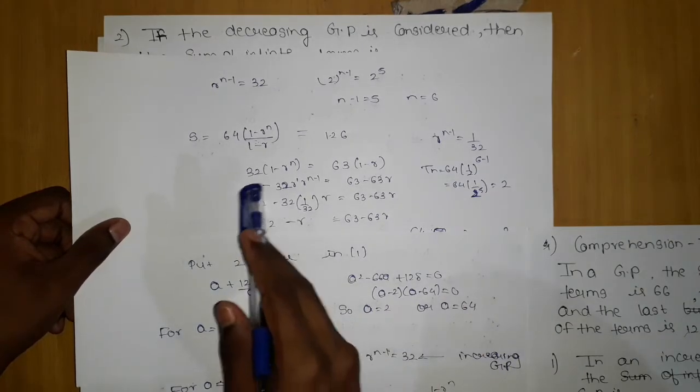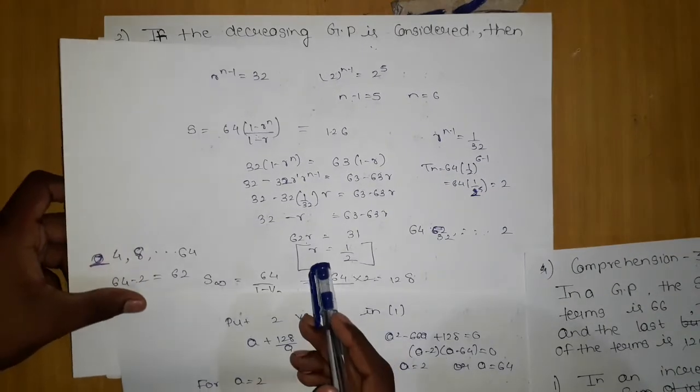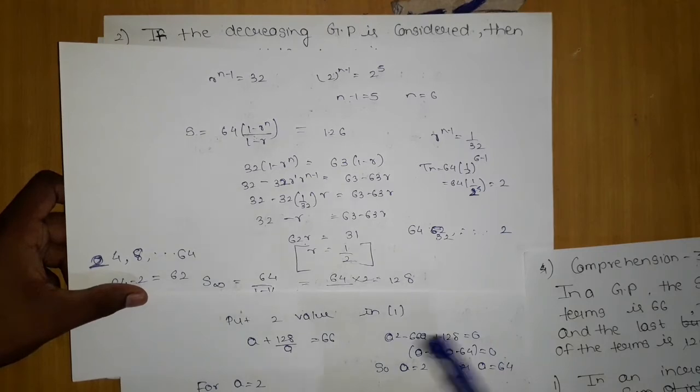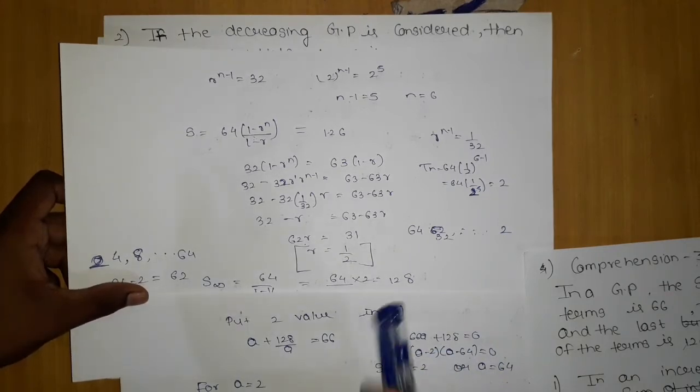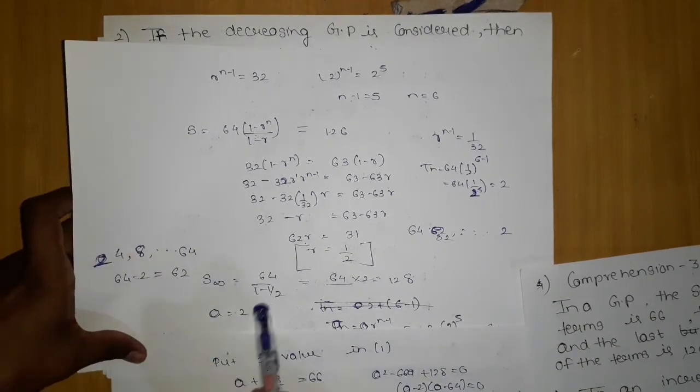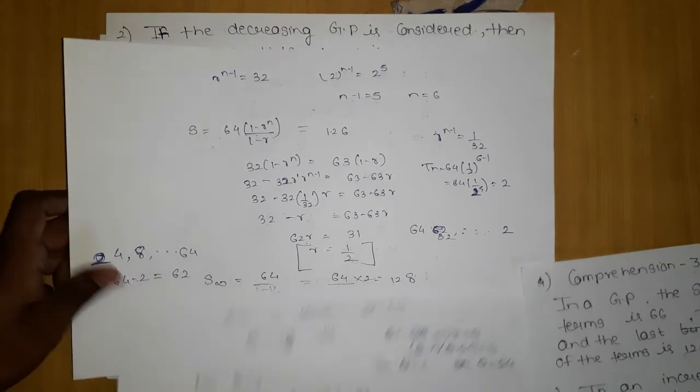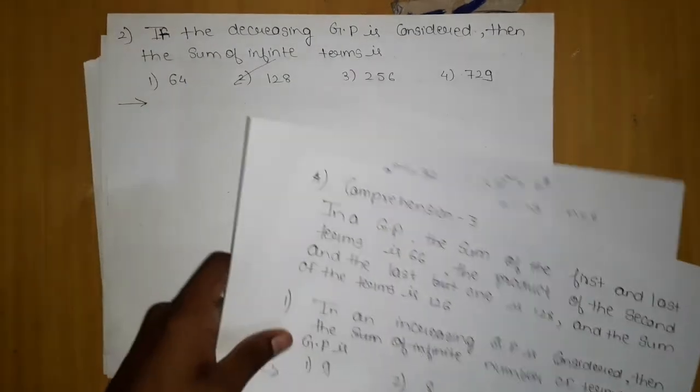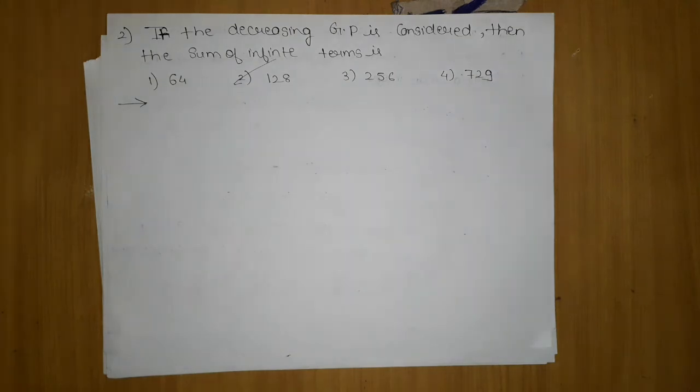That is the logic. Then I applied that and got the r, which again proved what I was thinking in that direction, that it will be a decreasing GP. Then I got all the terms, and then I proved what the question was asking. So we are done with the third comprehension. Now let's move on to the fourth.